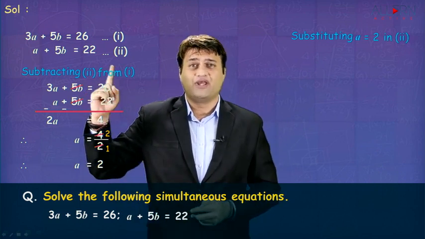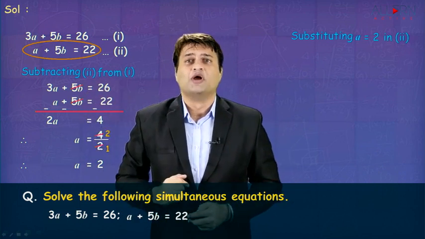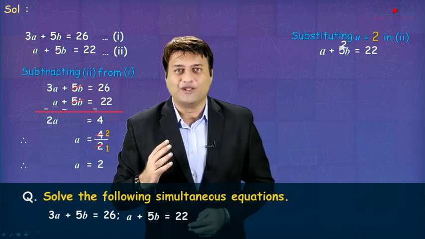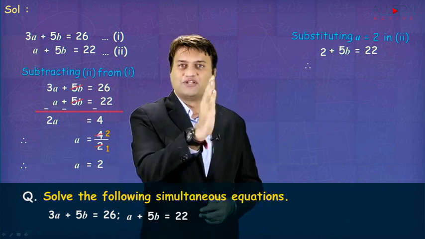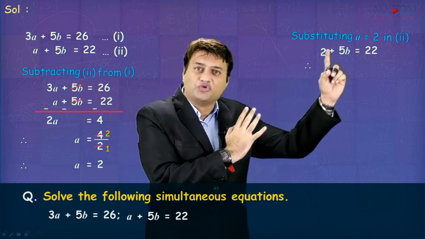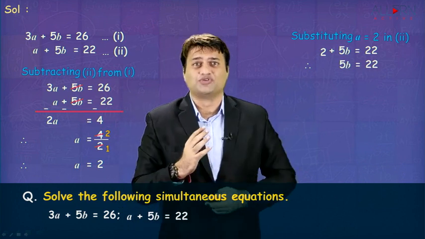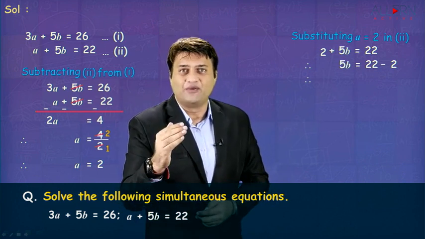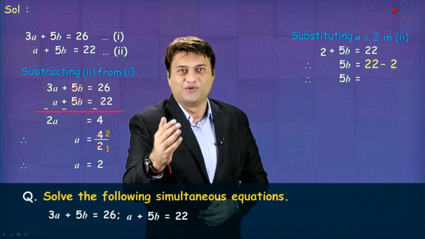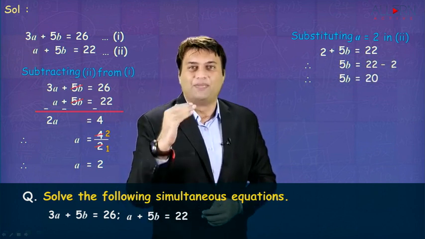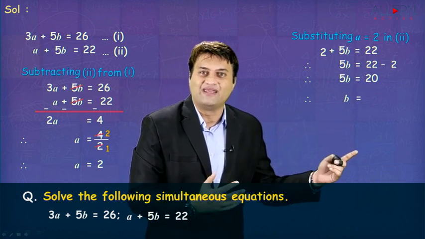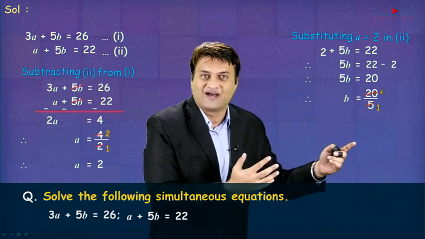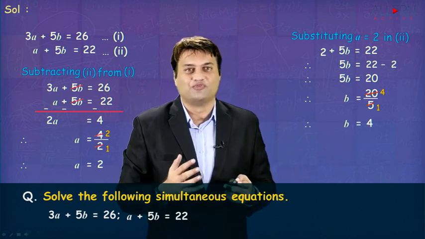Now when we substitute a is equal to 2 in equation 2, we get 2 plus 5b is equal to 22, right? So you get 2 plus 5b is 22. Now shift this 2 to the other side, it will become minus 2. So you get 5b is equal to 22 minus 2. You get 5b is equal to 22 minus 2 is 20. You get b is equal to 20 upon 5. 5 fours are 20, you get b is equal to 4.